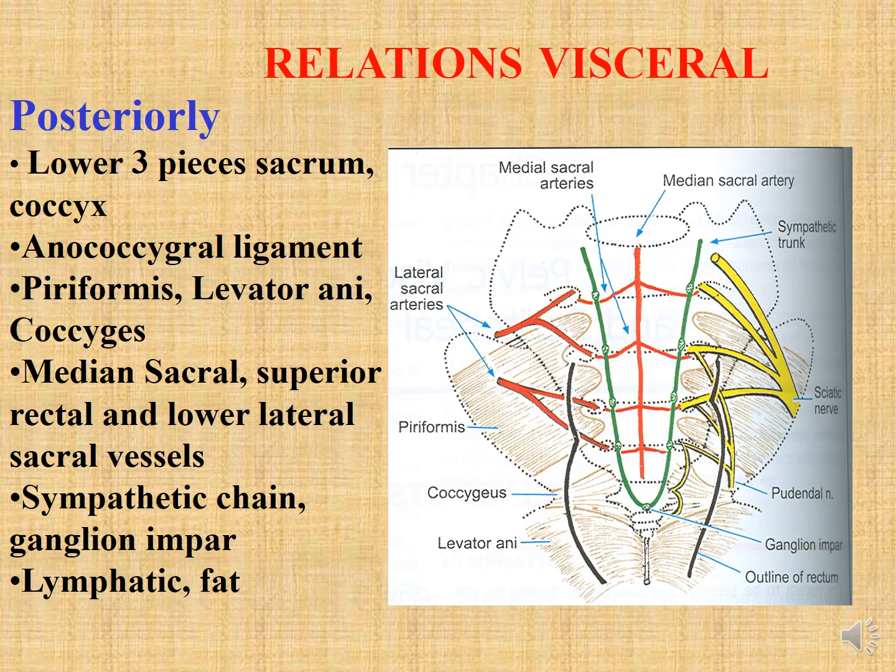The median sacral artery, which arises from the dorsal aspect of the aorta, then the superior rectal, which is the continuation of the inferior mesenteric artery, and the lower lateral sacral vessels. And on either side we can appreciate the green color structure, the sympathetic chain, and they are meeting near the coccyx, and then we have a ganglionated structure over here, which is the ganglion impar, and lymphatics and fats. These are the posterior relations of the rectum in both male and female.